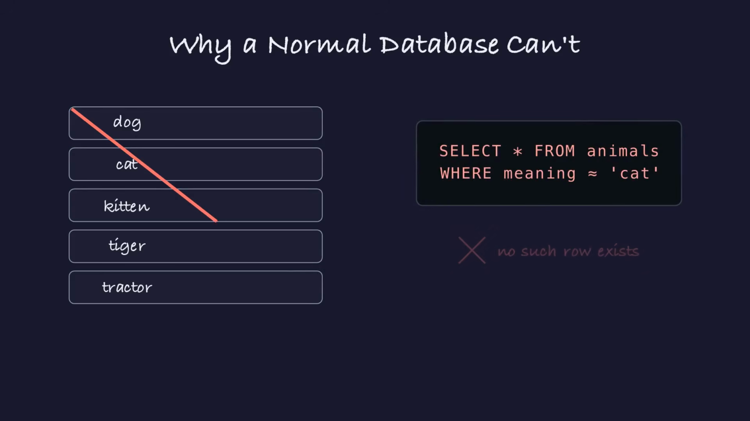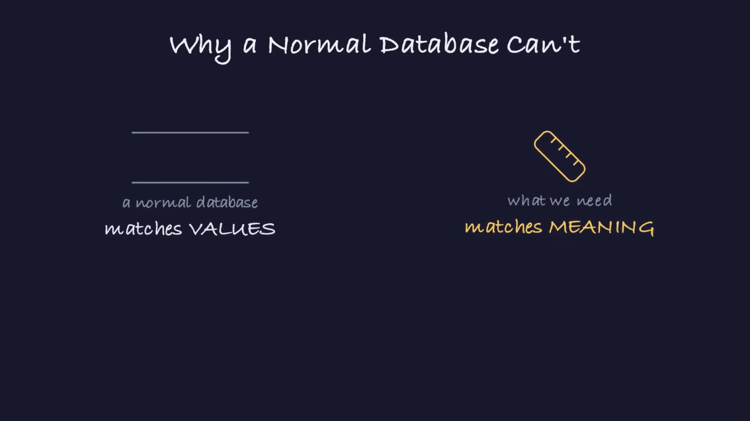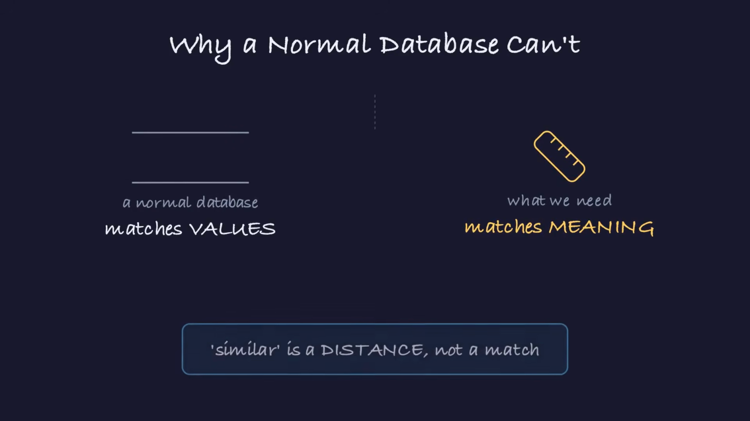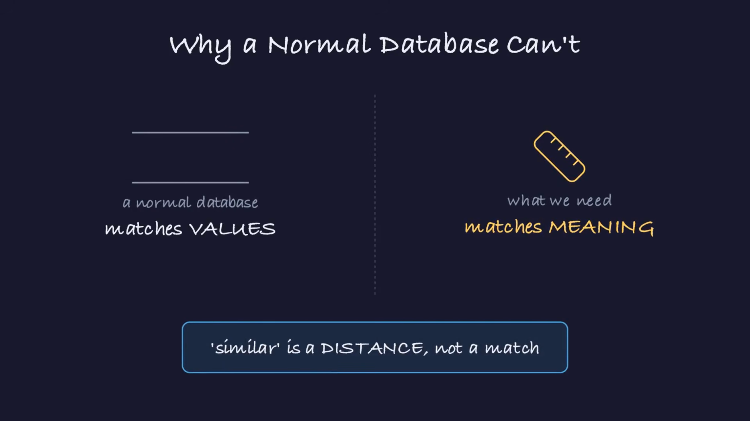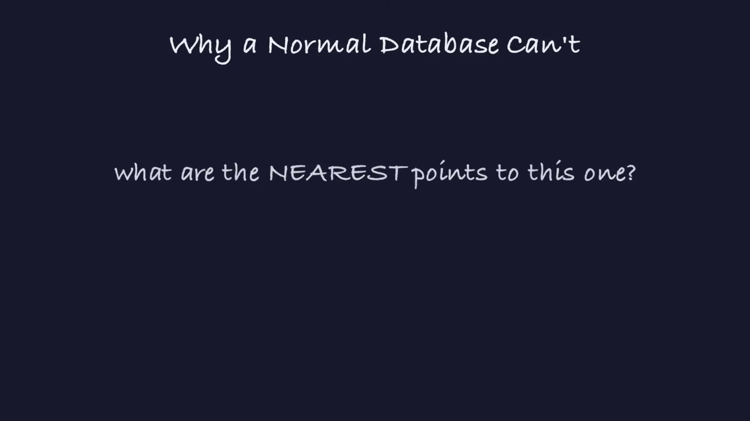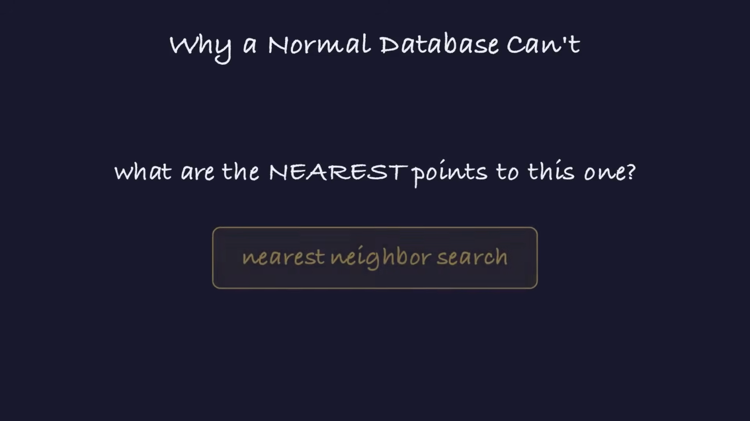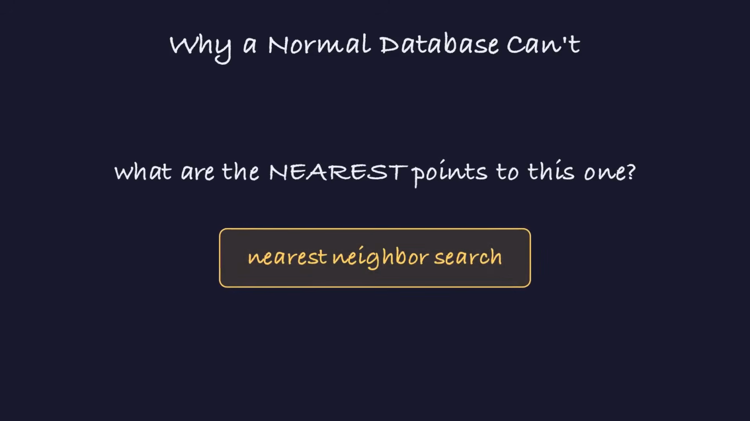We don't want the row that says cat. We want everything that means something similar to cat. And similar isn't an exact match. It's a distance in space. Normal databases match values, not meaning. So we need a database built around one question. What are the nearest points to this one? That question has a name, Nearest Neighbor Search.